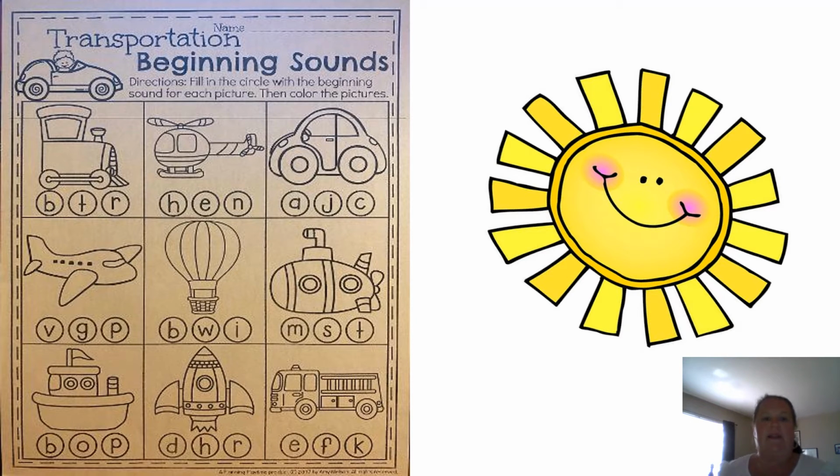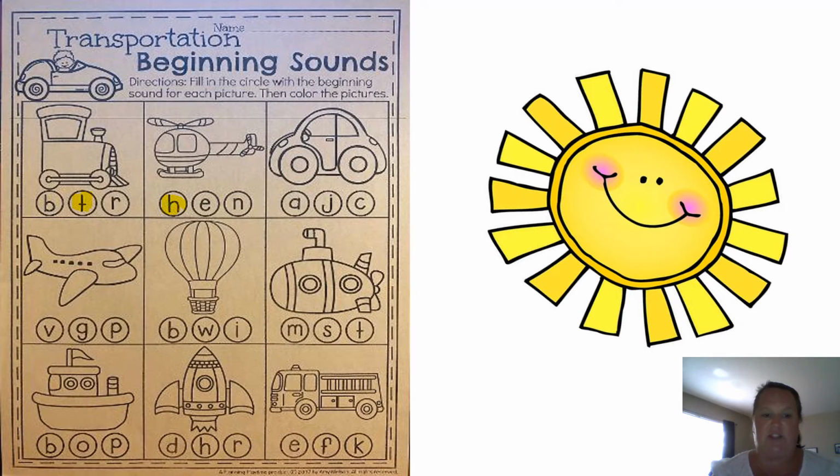Okay. The next page is transportation beginning sounds. I want you to look at the picture and think about the sound that you hear at the beginning of the word. The first picture is a train. What letter do you hear? Train, T. We would fill in the T. Okay? What is this a picture of? It is a picture of a helicopter.